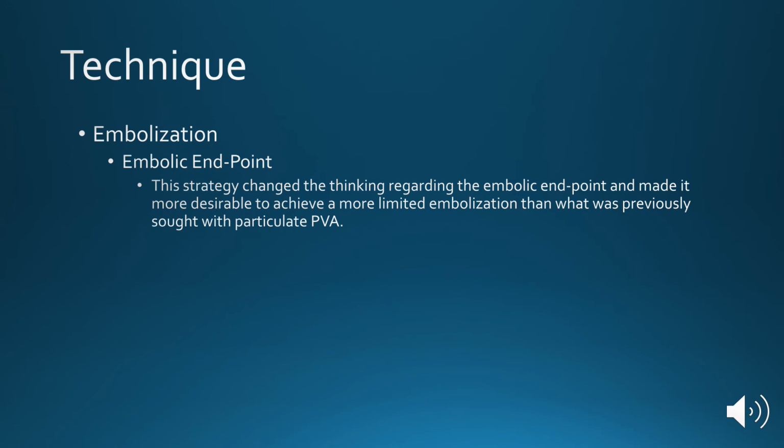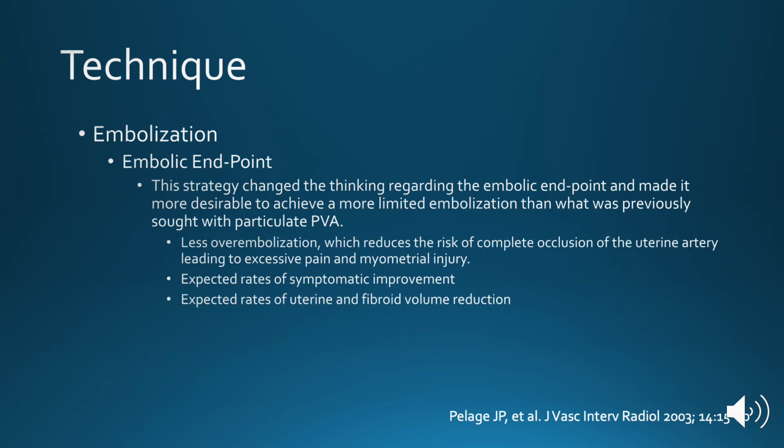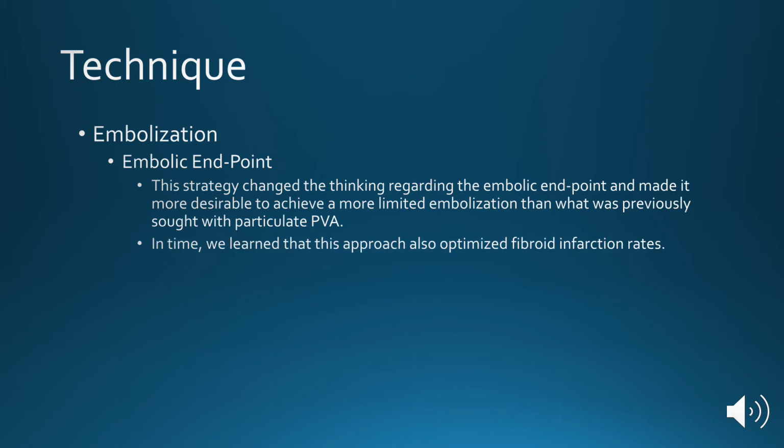This strategy changed the thinking regarding the embolic endpoint and made it more desirable to achieve a more limited embolization than what was previously sought with particulate PVA. And it was felt that this led to less overembolization, which reduced the risk of complete occlusion of the uterine artery, which was thought to have led to excessive pain and myometrial injury. The good news is that it led to expected rates of symptomatic improvement and expected rates of uterine and fibroid volume reduction. In time, we also learned that this approach optimized fibroid infarction rates.